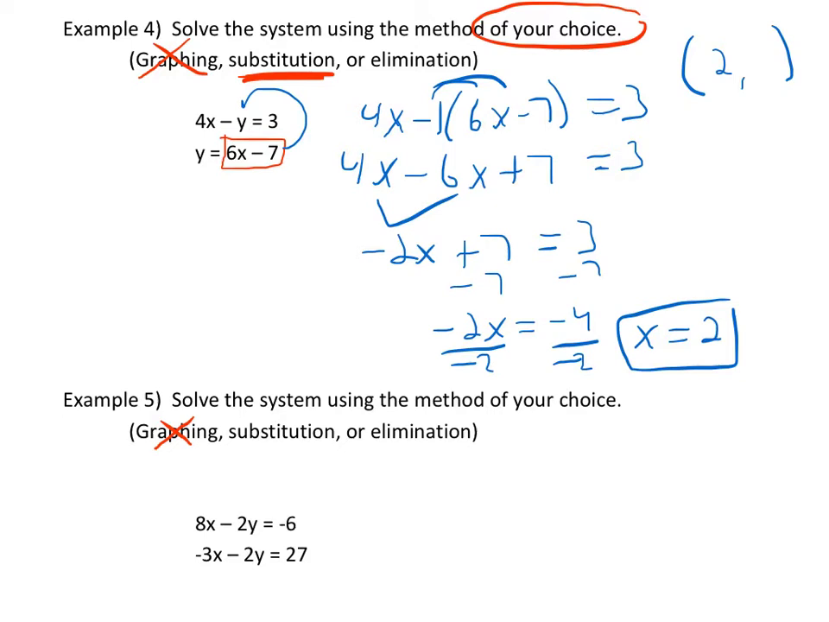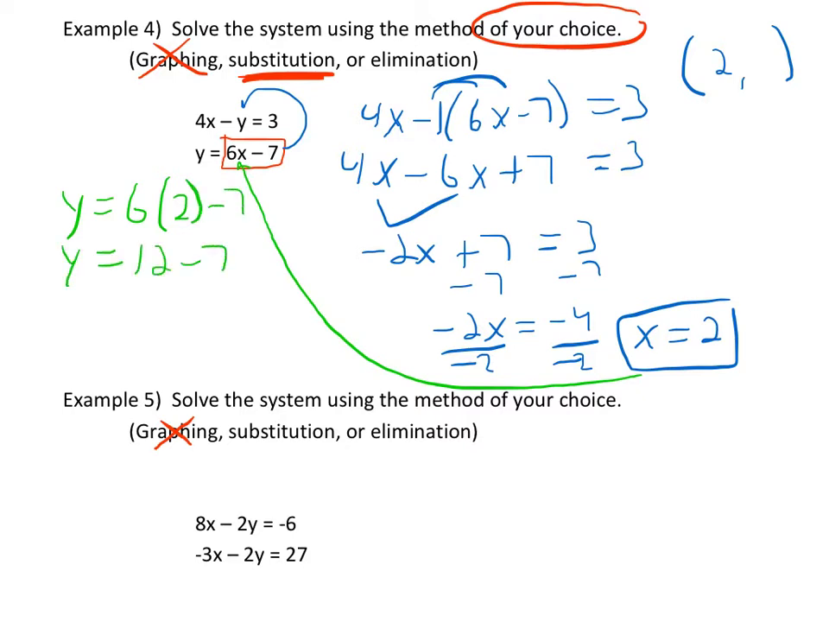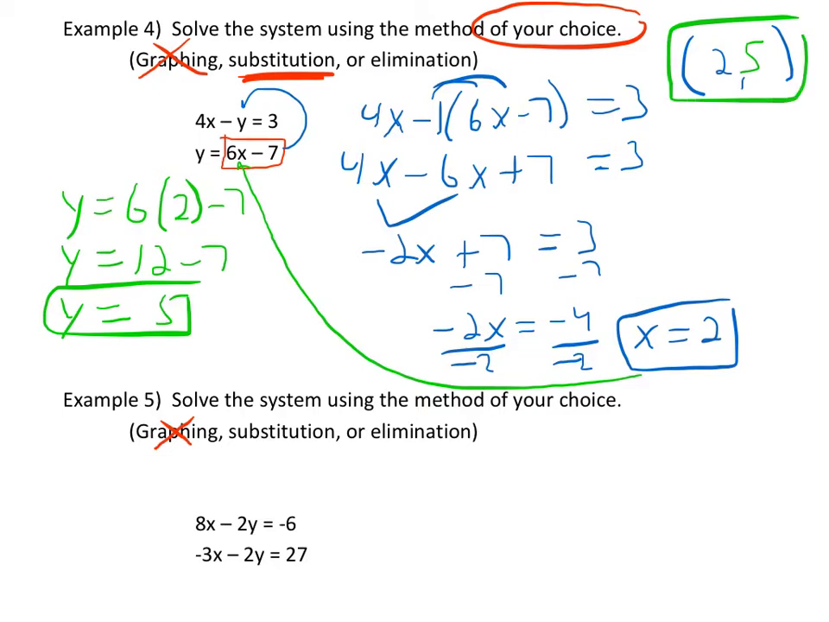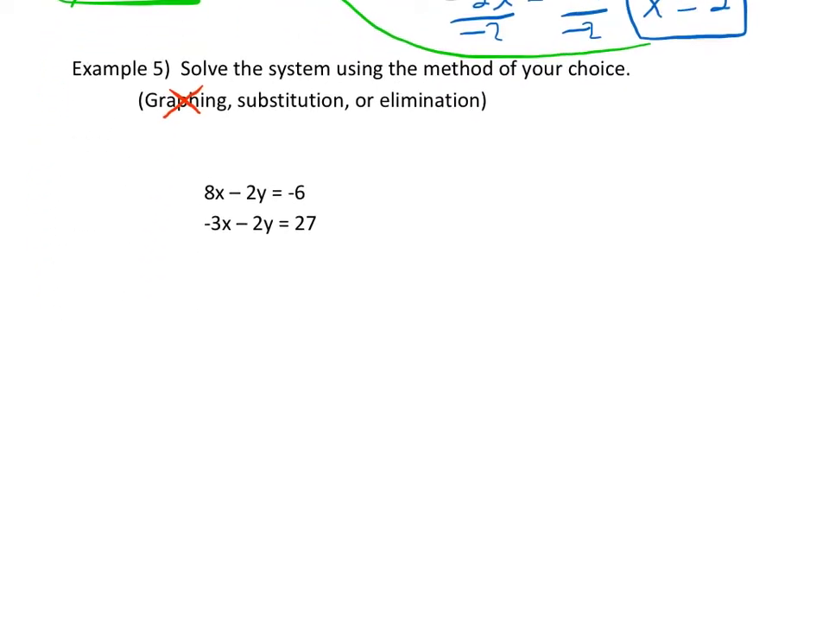In finishing, we'll take that and plug it into our equation that's solved for y. That would be the most efficient thing to do, and we get 6 times 2 minus 7. So y is equal to 12 minus 7. In other words, y is equal to 5. Okay, so substitution, even though it still seemed long, it was prepped and ready for that method. Let's try example 5 now.